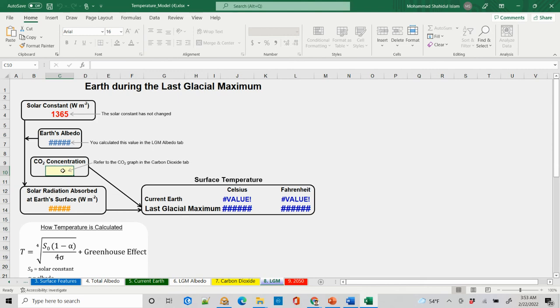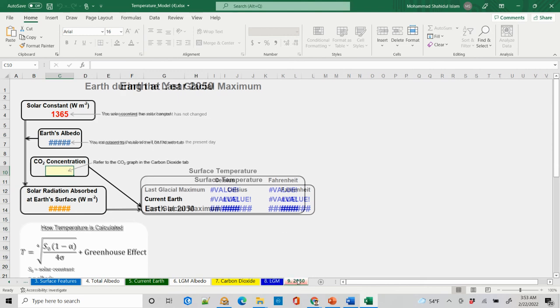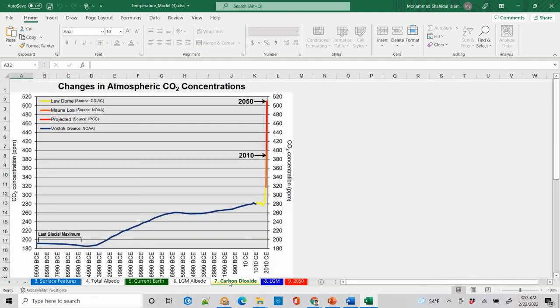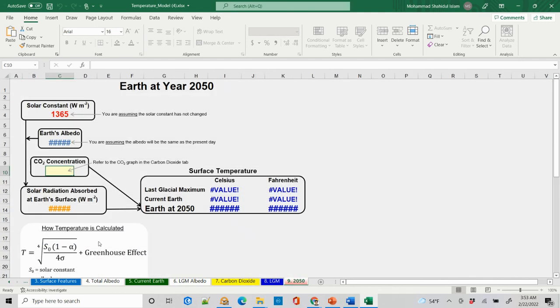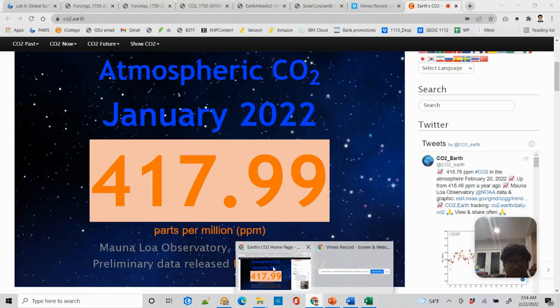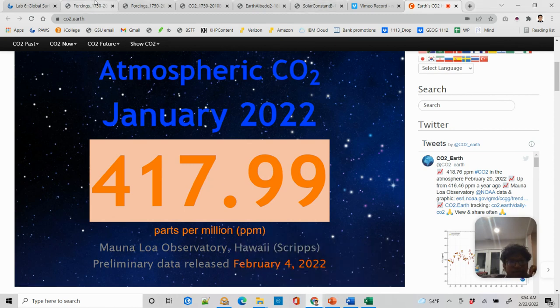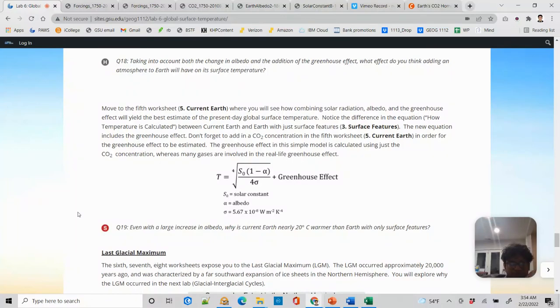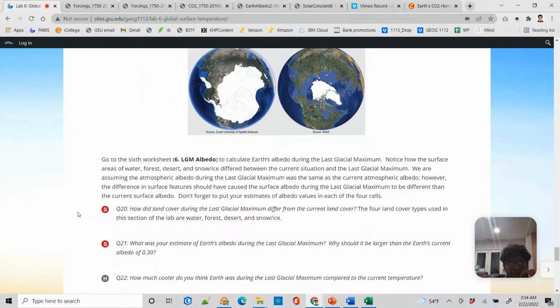Put that in here, and it will update accordingly. Then if you go to the 2050, put 2050 carbon dioxide concentration that I've already talked about. From tab 7, 2050 concentration, put that in number 9. It will give you some value definitely. That's it. That's what you need to do. Just input all that information and follow the question, follow the instruction, and input everything according to that.